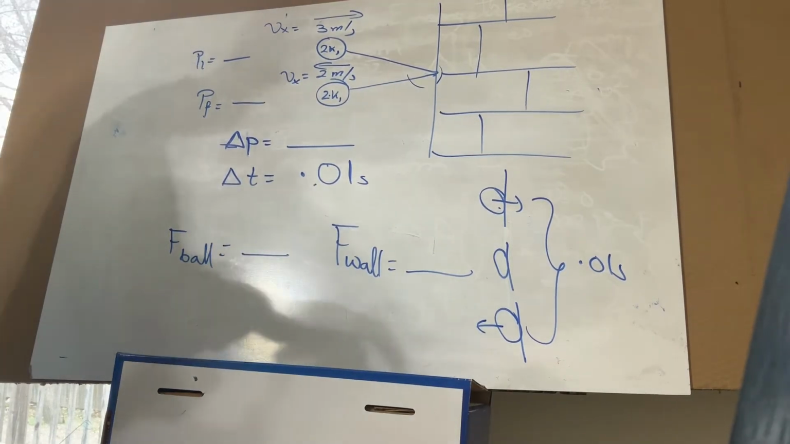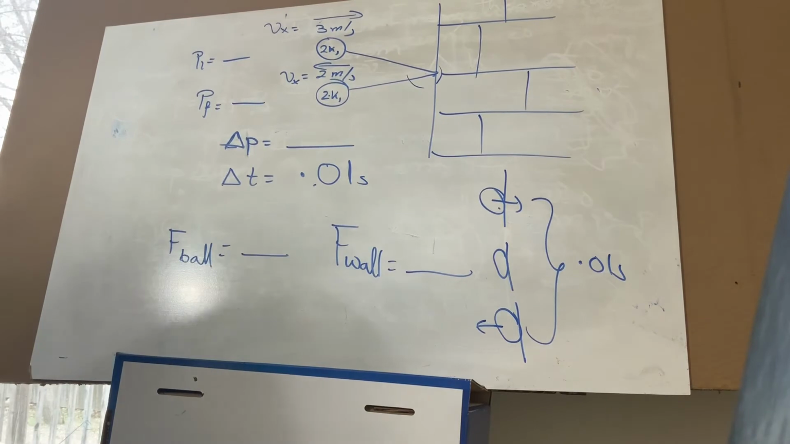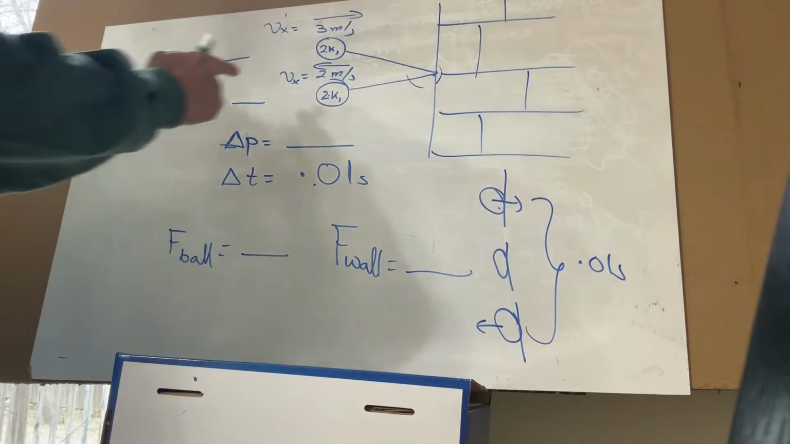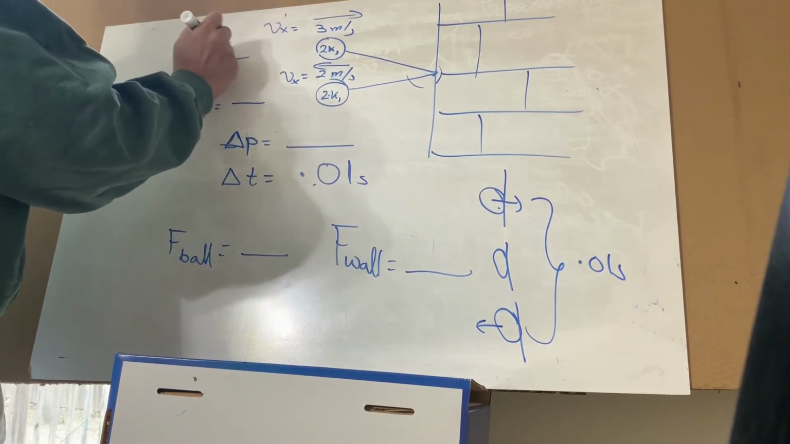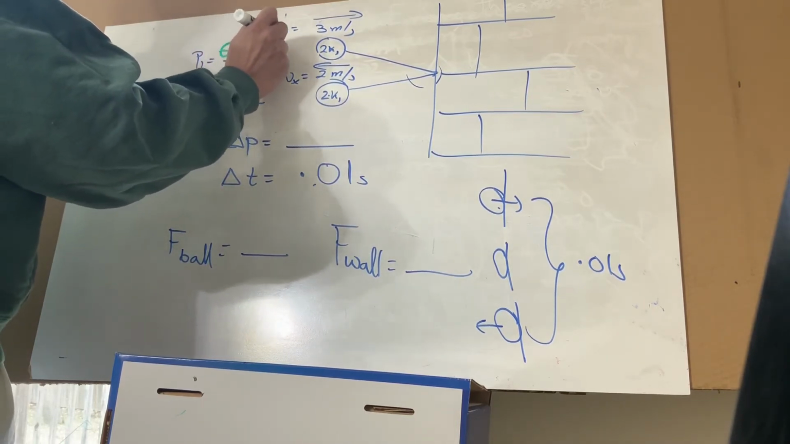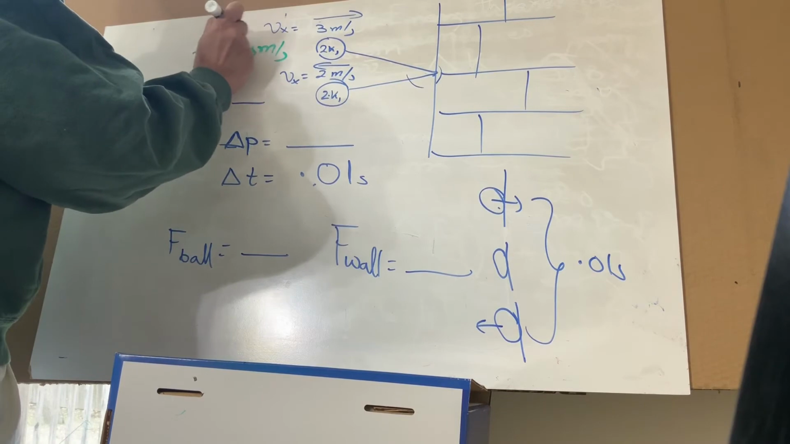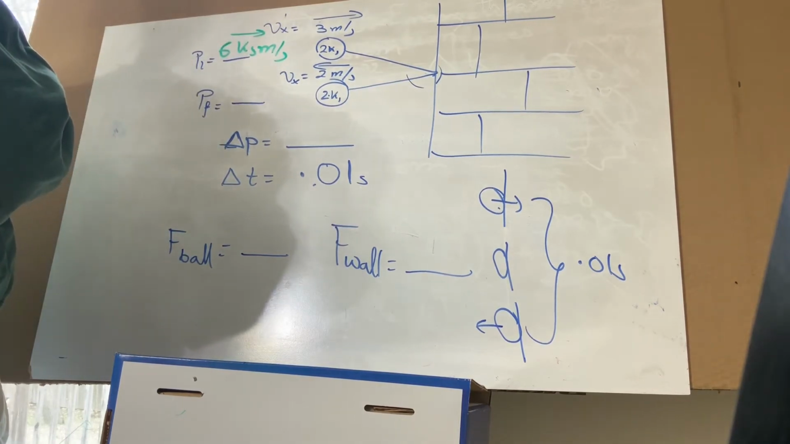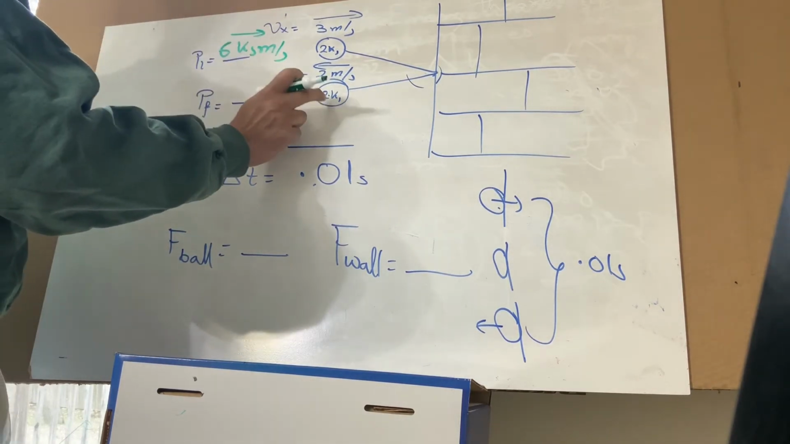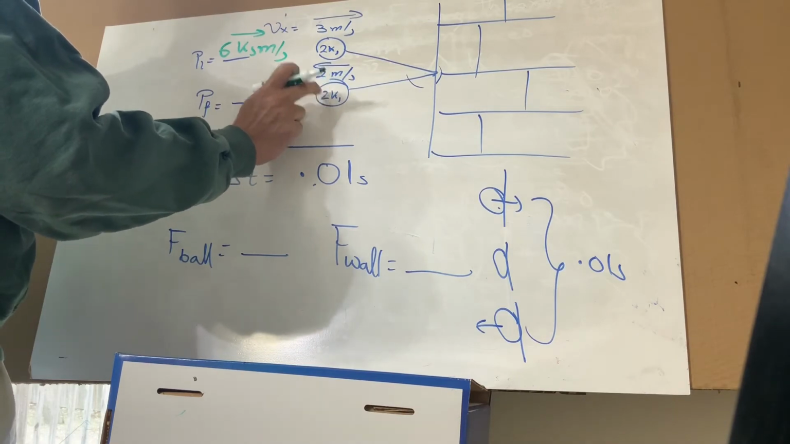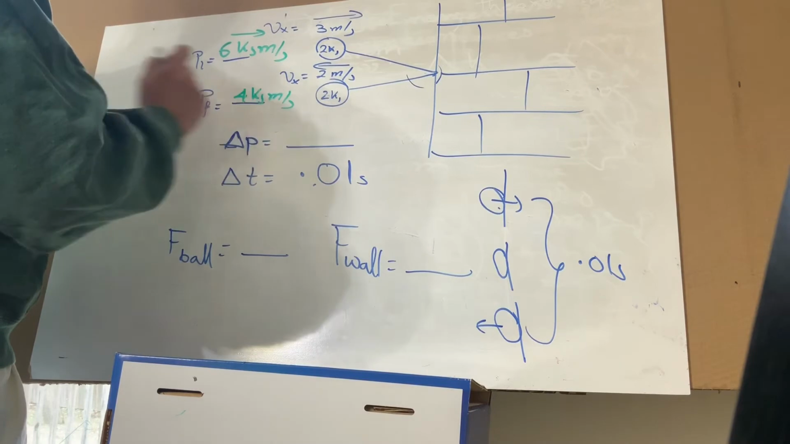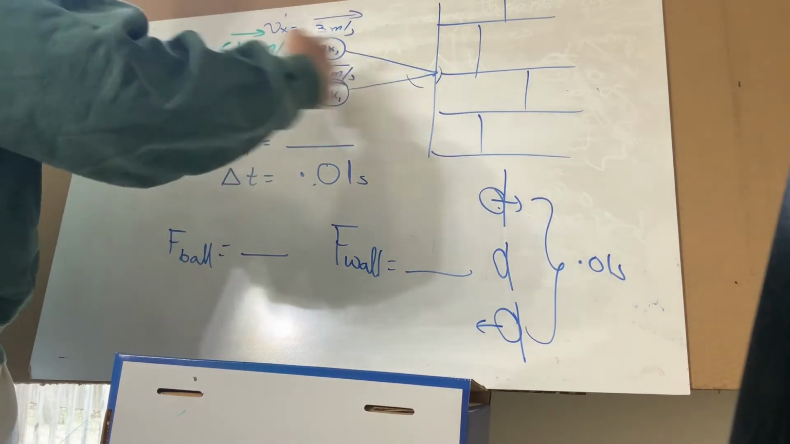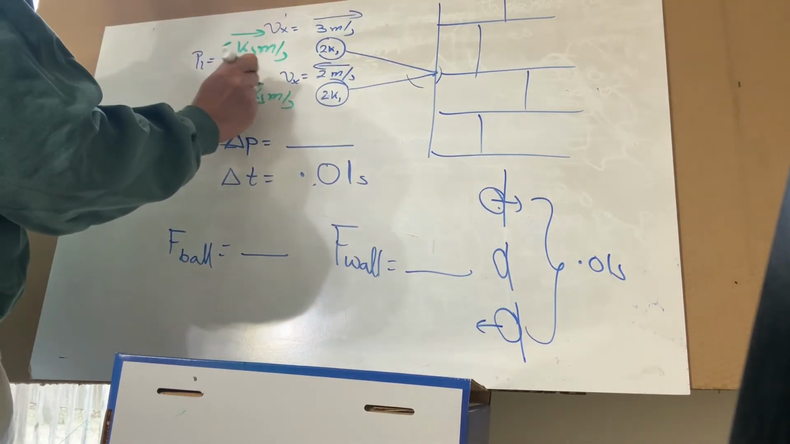So let's try to figure this out, all right? So what is the momentum here? It's 3 times 2, which is 6 kilogram meters per second. And that is plus because it's moving that way. Okay? What is the momentum of this? 2 times 2, which is 4 kilogram meters per second. And it's minus because it's moving to the left. Okay? So it's minus.